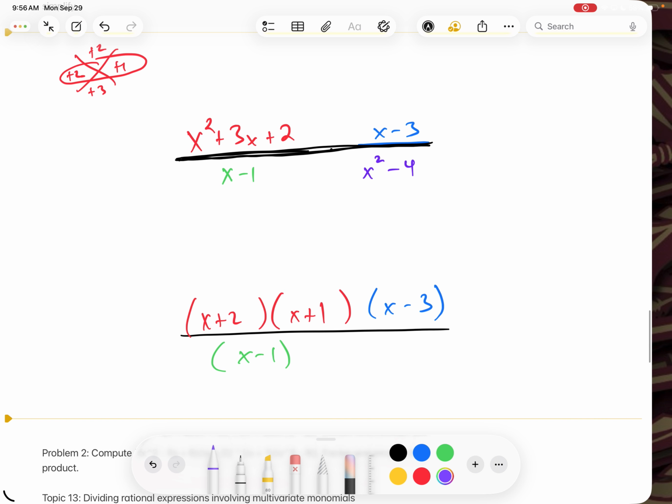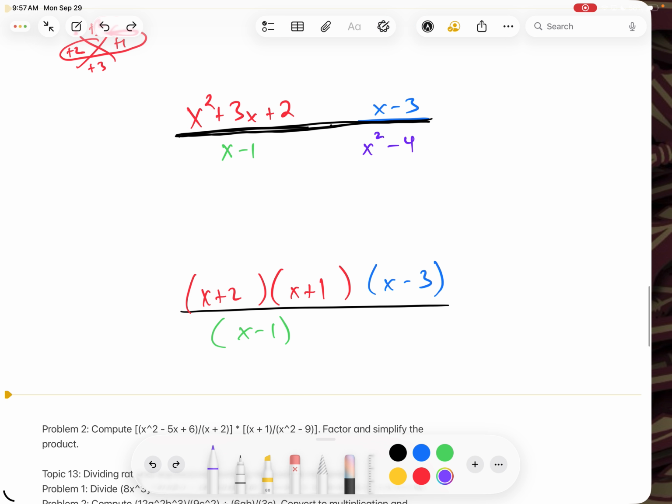Okay. In the bottom right, x squared minus 4. That's a perfect square, right? 2 times 2 is 4. X times x is x squared. And when you just have two terms, you put a plus and a minus.